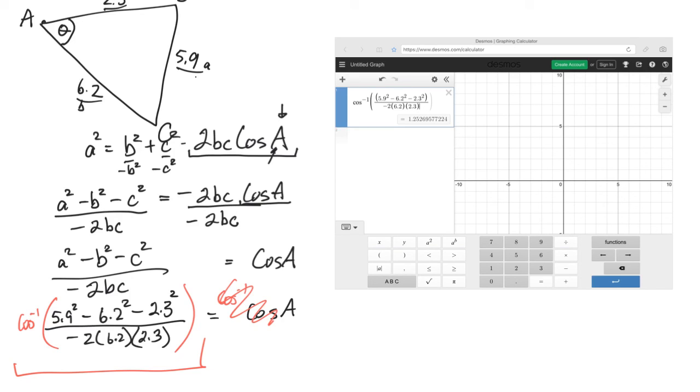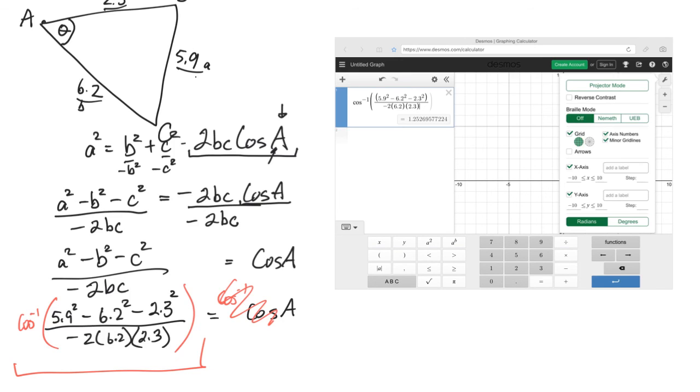Now do I have everything written down right? 5.9 squared, minus 6.2 squared, minus 2.3 squared, all over minus 2 times 6.2 times 2.3. And they give me an answer of 1.25. That doesn't seem right. Let's check our degree setting again. Oh, it switched to radians. There, in degrees, it's 77.77. So A is equal to 77.77, but they said round it to the nearest degree, so I'd call it 78 degrees. All right, hopefully that helps you on that one. That's a tough question.